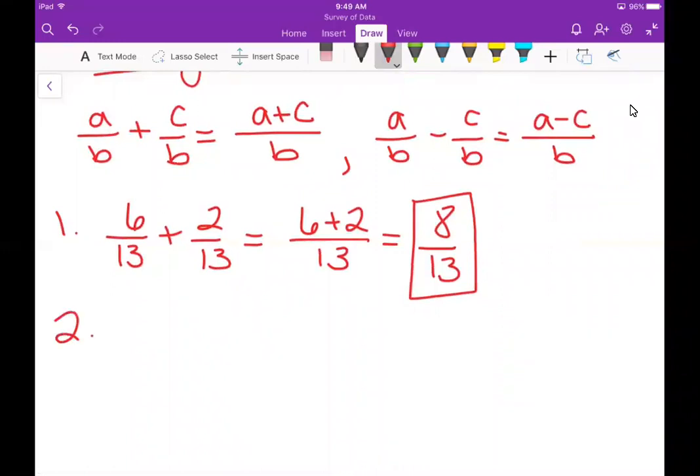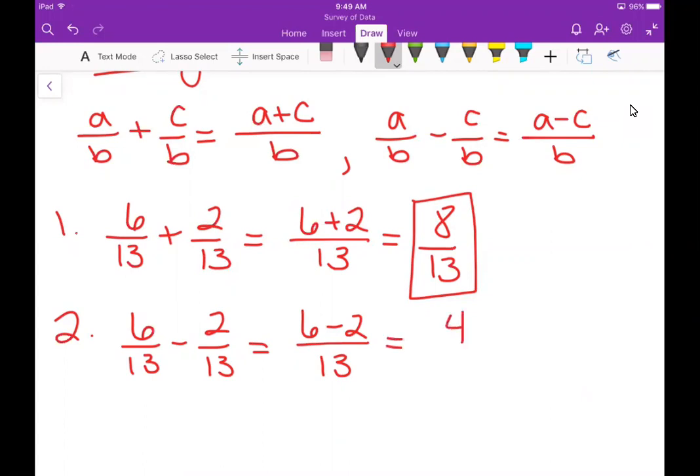If instead here I was taking 6/13 minus 2/13, all that changes is the operation in my numerator. It still is the same idea. It's just that I need to subtract the numerators. 6 minus 2 is 4/13. I have 6/13 and I take away 2 of them, so in the end I have 4/13. Already simplified, so I'm done.